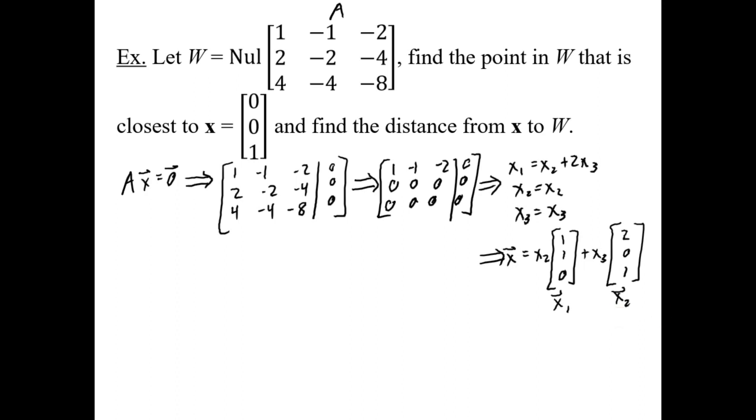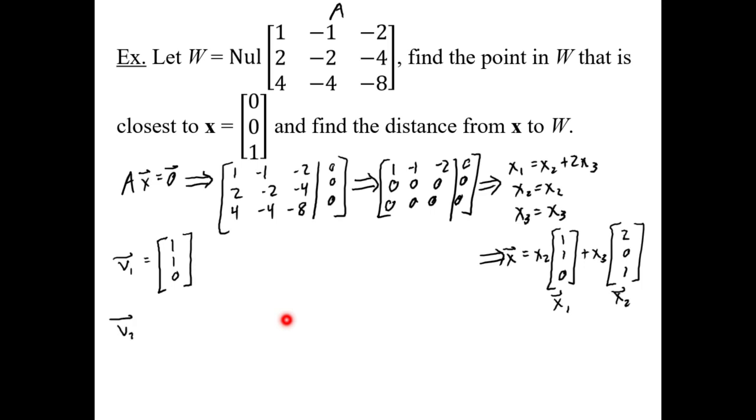Awesome. Now, if I want to find the point that's closest to x, that means I need to find x hat. And if I want to find x hat, I need an orthogonal basis. So I've got my x1, x2, that's great, but now I need to find an orthogonal basis. So v1, I'm just going to let it be x1, so that would be 1, 1, 0.